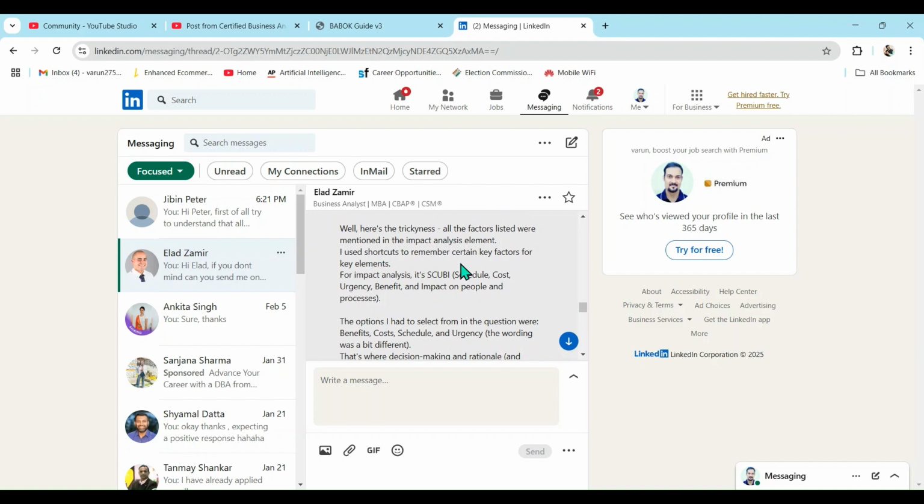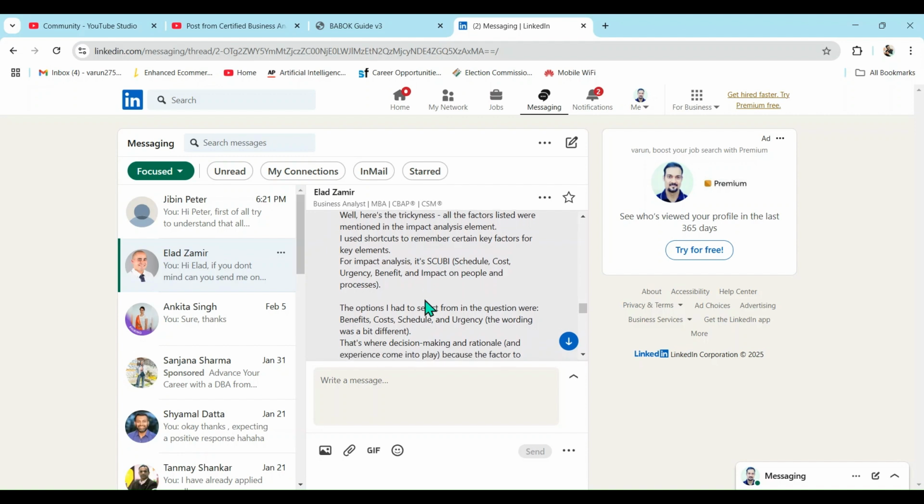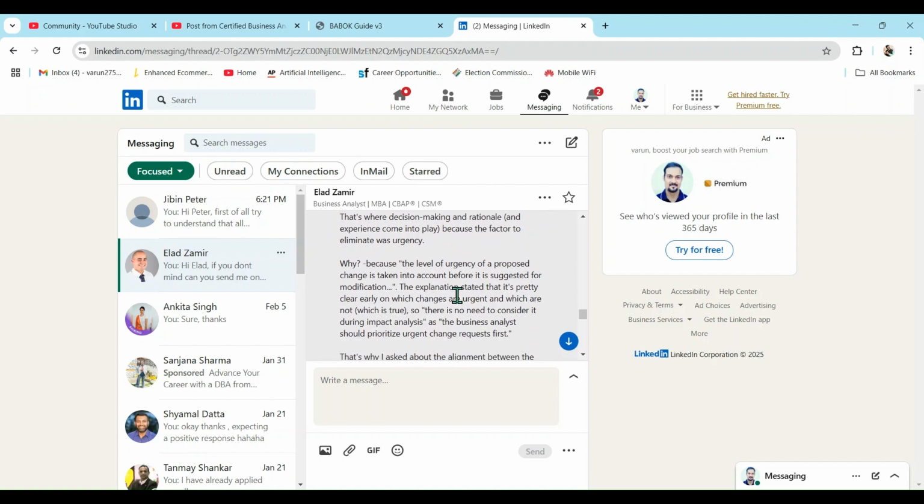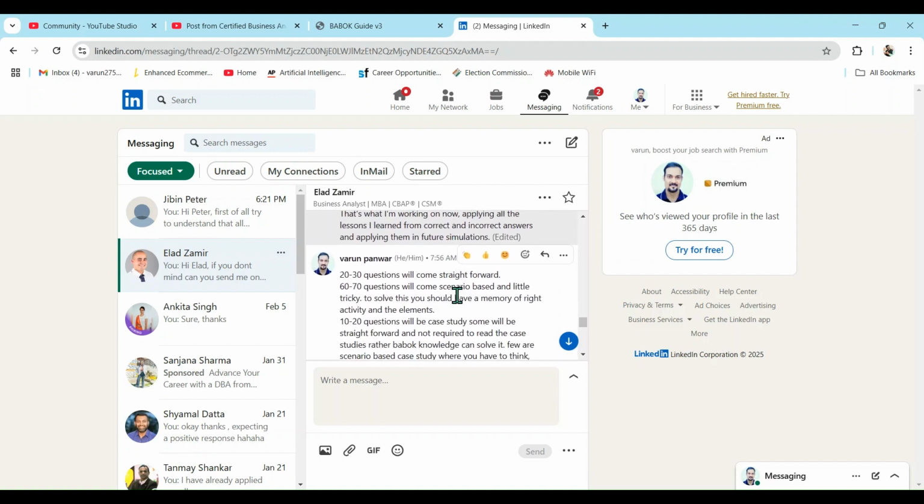Well, here is the trickiness. All the factors listed were mentioned in the impact analysis element. I use shortcuts to remember certain key factors for key elements. For impact analysis, it's SCUBI, or you can say BUS ICU, BSICU. That is a shortcut or acronym for the options I had to select from in the question: benefit, cost, schedule, and urgency. The wording was a bit different.